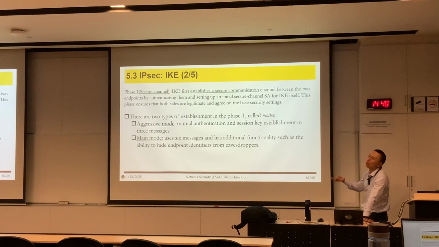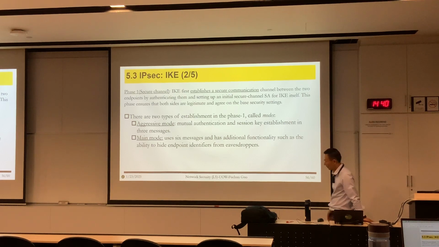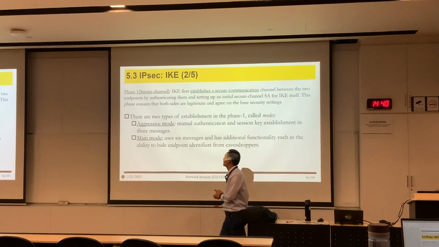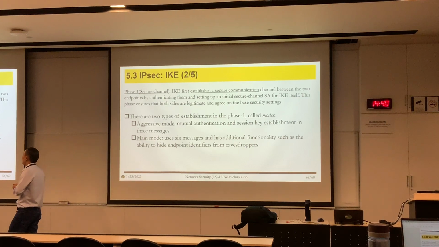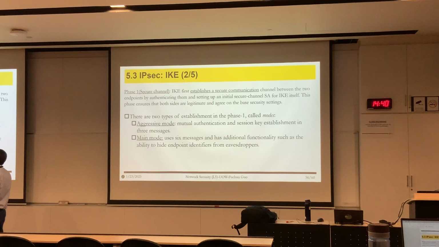And also, there are two options. Sometimes we have no choice. We cannot make it easier because there is more money control. Here, there are two different approaches, or two types of establishment, in phase one: two different modes.